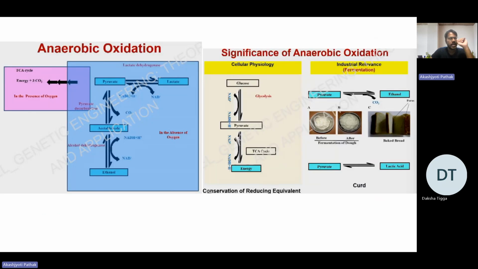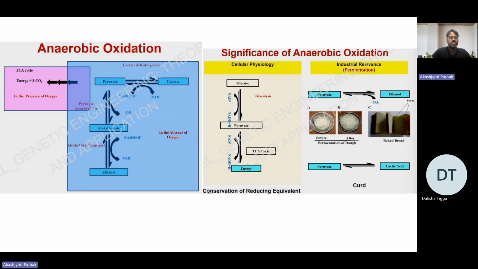Now, other than this, there is anaerobic oxidation. In anaerobic oxidation, what happens when you are heavily exercising body muscles, or when oxygen is lacking? The Krebs cycle will not take place, because for the Krebs cycle to run, you require oxygen. So in those conditions, only glycolysis will take place.